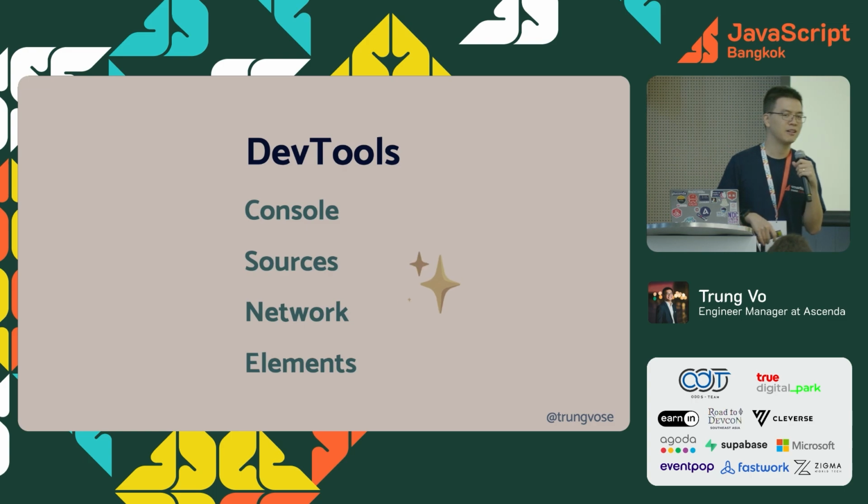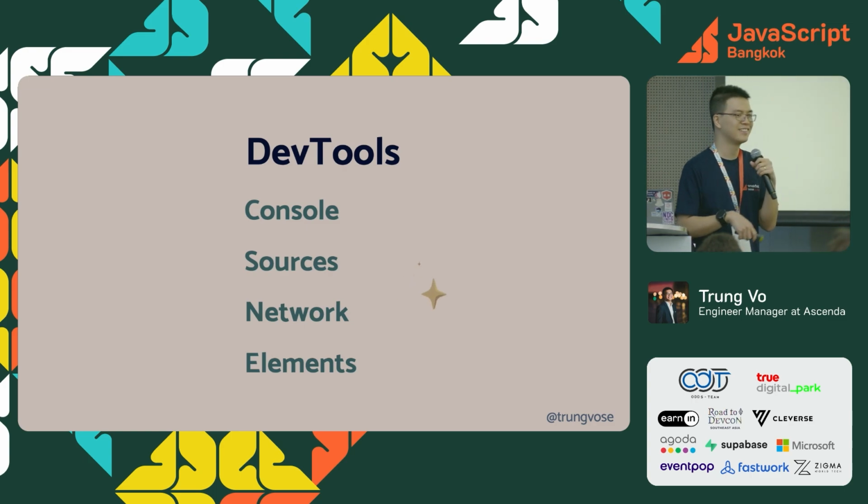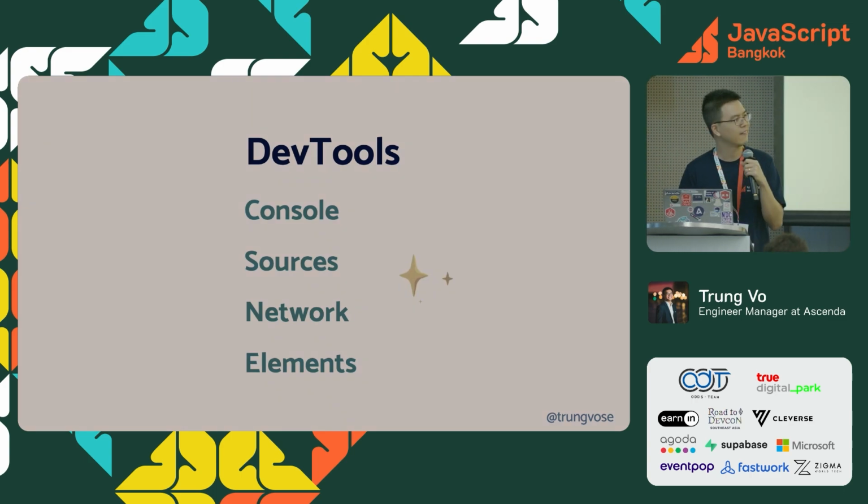So we're going to talk about a few things. There's console, the sources and the network, and probably the last one is elements. We'll see if I can do some live coding and all of that.